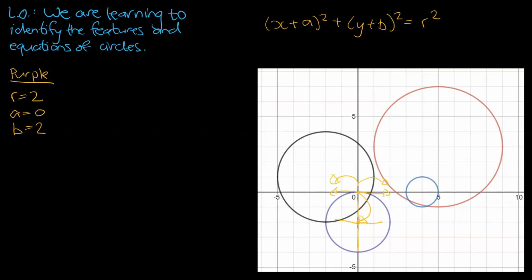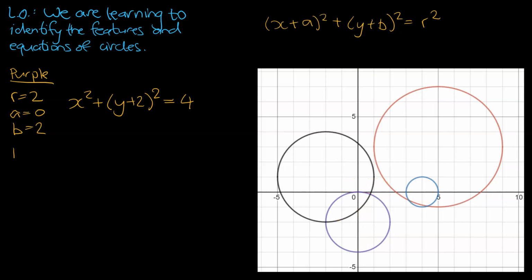So that means the equation of the purple circle will be x squared plus (y plus 2) all squared, and that will be equal to 2 squared, or you could change that to 4. So that would be the equation of the blue one, or the purple one, sorry.